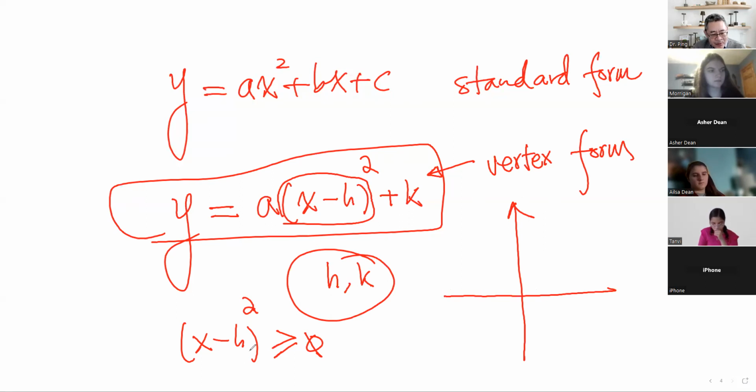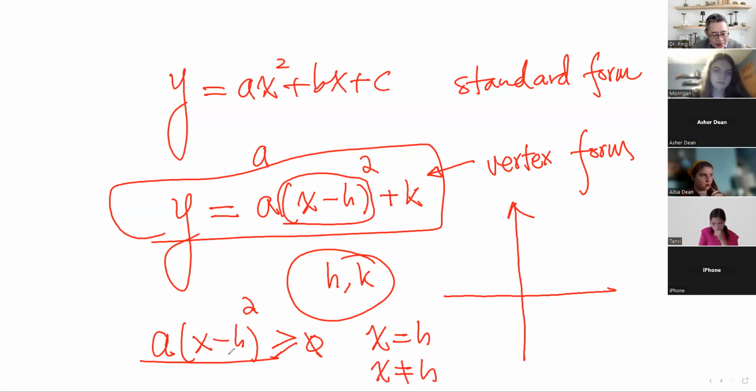when x equals h, if a is positive, then y is at its smallest. If x equals h, then this part is 0. And if x is not equal to h, then it's not 0. So in this case, h comma k is our vertex. When x equals h, this thing is 0, then y equals k. So h comma k is our vertex.